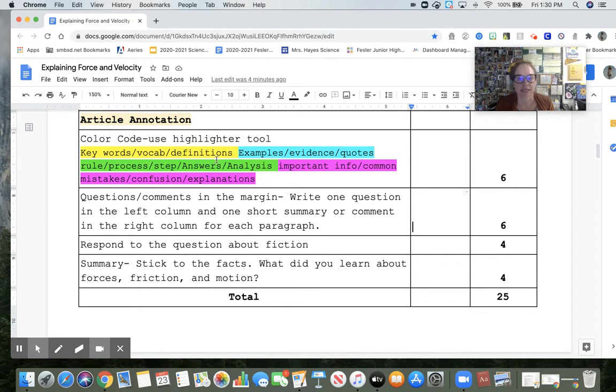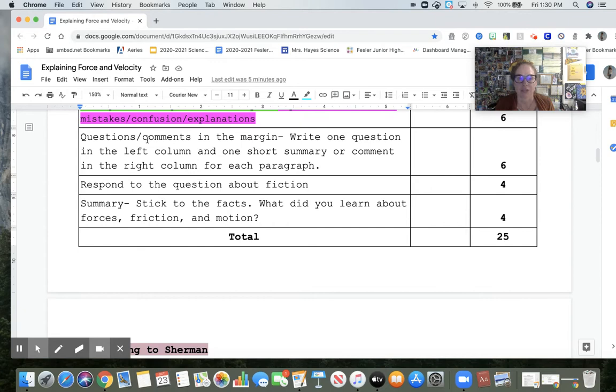So just like the last time, we're going to color code, right? Some of us struggled a little bit on this. So remember, each paragraph is going to have like a main idea sentence. The main idea goes in pink. The most important sentence or a couple sentences, put in pink, okay? Anytime it gives you example or evidence, put it in blue. Any keywords, vocab, definitions are yellow. And if it gives us like a rule, a process, a step, then it would be green. Okay. Then we're going to do a question and a comment in the margin of each paragraph.